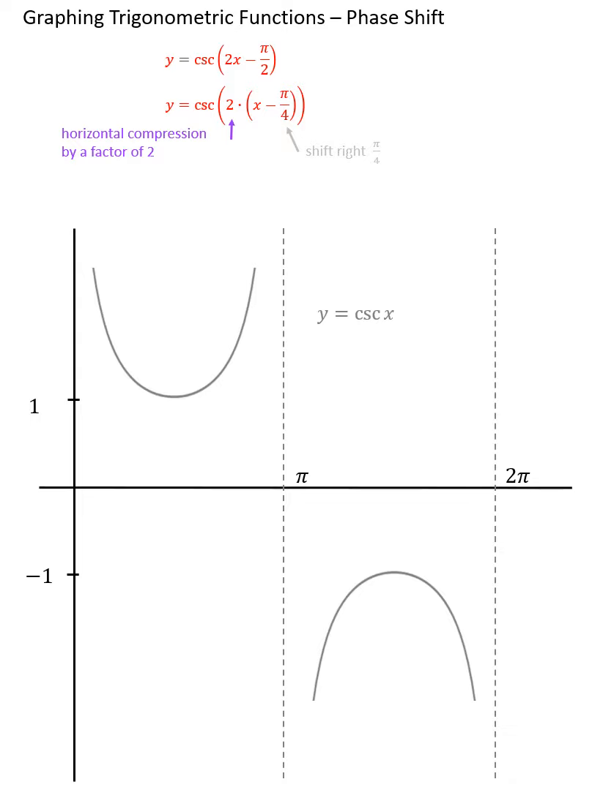Now, if that's happening to all points on the graph, it would suffice for us to just track the important things, like the asymptotes and the local minimum and maximum. Because if we can track what happens to those particular features of the graph, then the rest of the graph will just fall naturally into place. I'll show you what I mean.